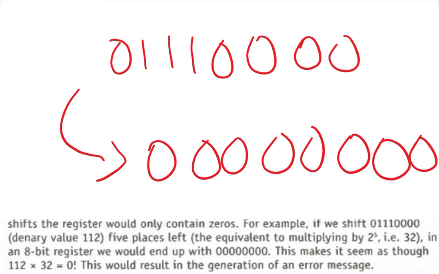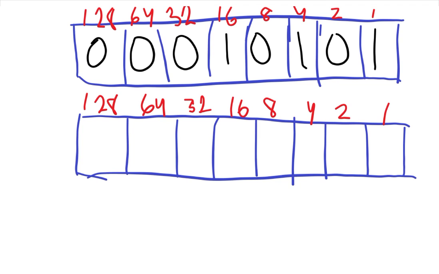Now let's do some examples. Now for example, we have the binary value 00010101, and we're told to shift the bits in this register one place to the left. This means each digit will be shifted one place to the left.